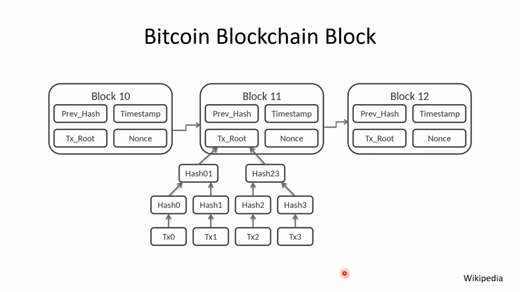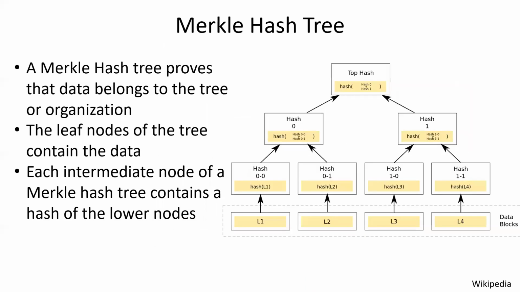Okay, the data, because we want to store data about transactions of money. Multiple transactions are all grouped together. And we have what's called a Merkle hash tree here that groups all the data together. Picture here of a Merkle hash tree. The leaves are where the data is.